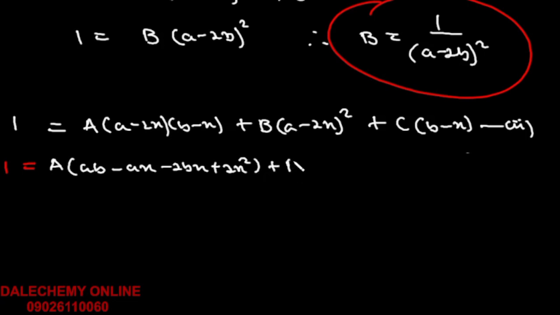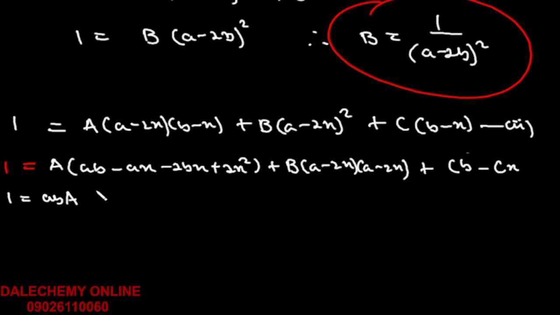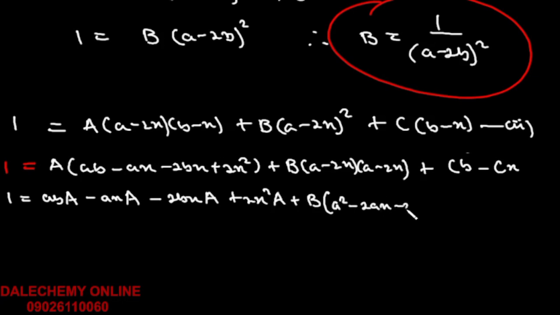Then plus B. This is A minus 2x, A minus 2x. Then plus, you can say CB minus CX. Now we have 1 equal ABA, using A to open the brackets, then minus AXA, then minus 2BXA plus 2x squared A, then plus B in bracket of A squared minus 2AX minus 2AX plus 4x squared, and plus CB minus CX.